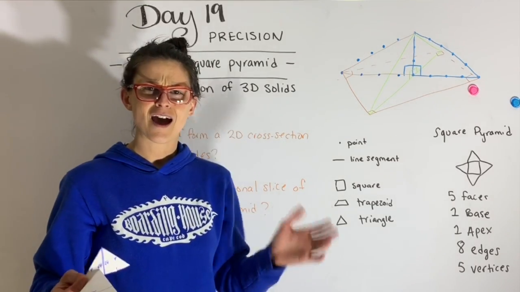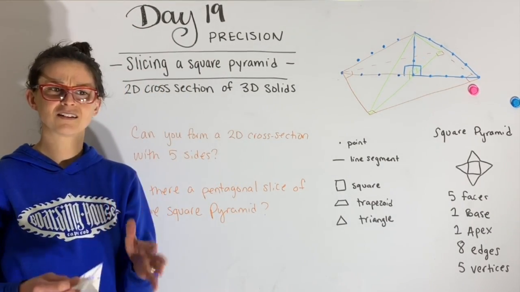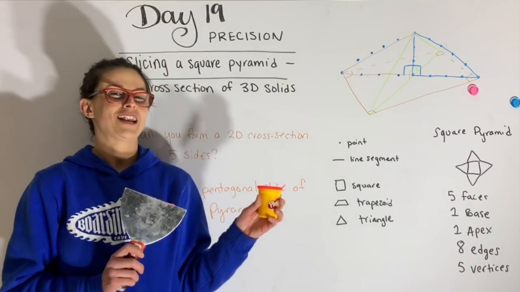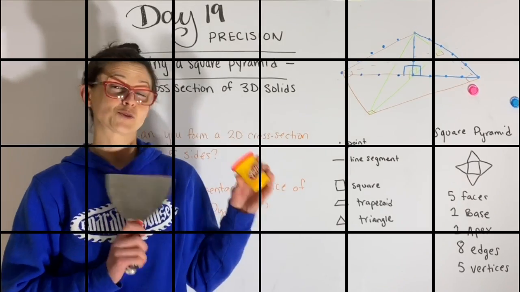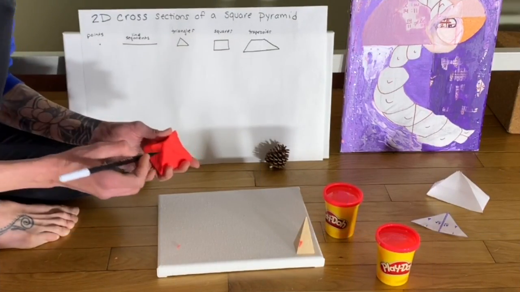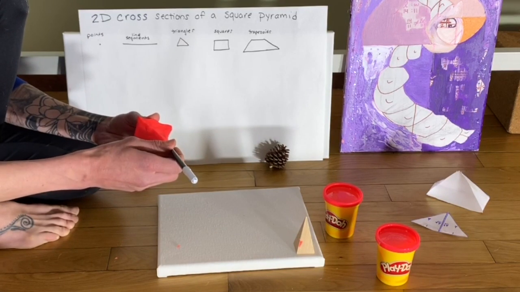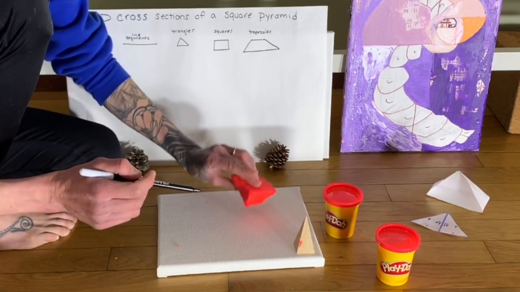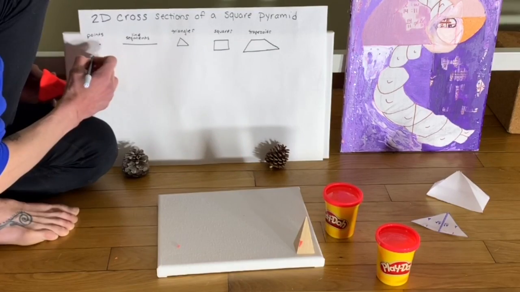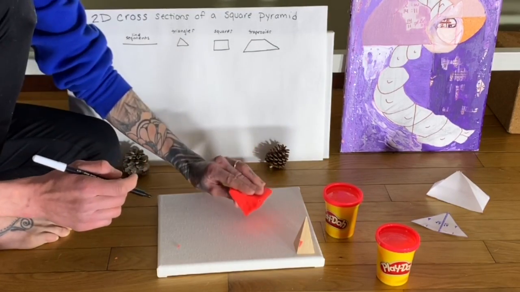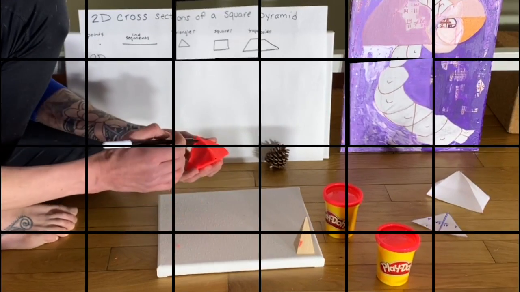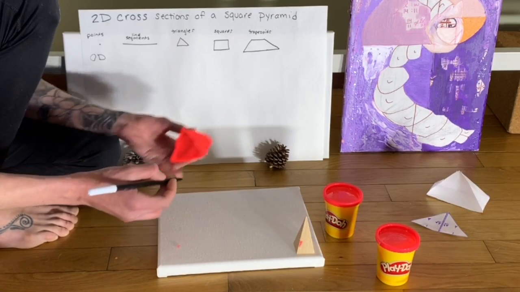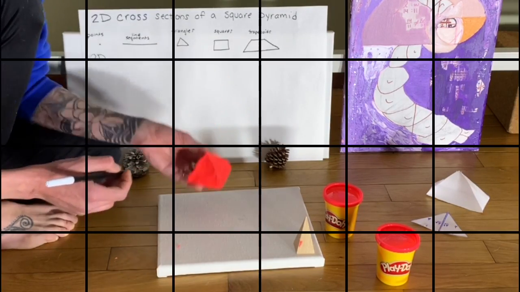Can you make a 5-sided slice from a 3D solid that has 5 faces? We're going to be using Play-Doh today to look at 2-dimensional cross-sections of square pyramids. So the point on the pyramid is any of the vertices. If I were to dip these in paint like so, those vertices could form points, which is 0 dimensions, and a point is just a location in space. And then the line segments are formed on the edges. So if I dipped that edge in paint and dipped it down, it would form a line segment.